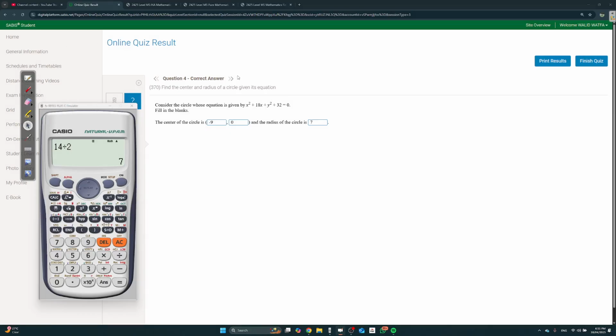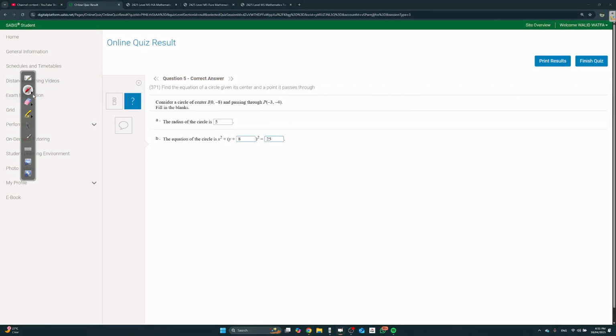Moving on, question 5. Consider the circle with this center, passing through this point. What is the radius of the circle? To find the radius of a circle, isn't it just the distance from the center to any point on the circle? Oh, that's a bad circle, but you get me, right? So if we can find this distance, then it's easy, right?